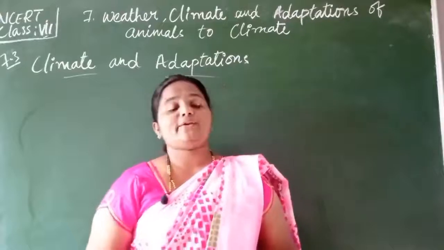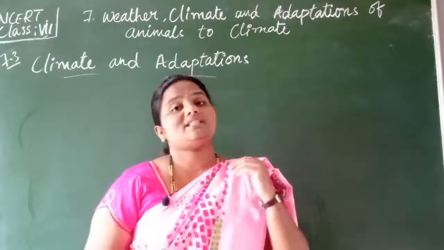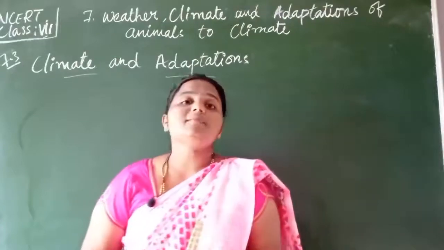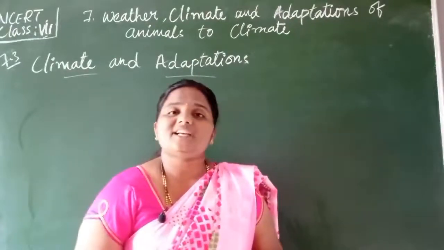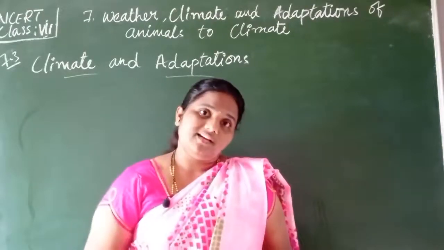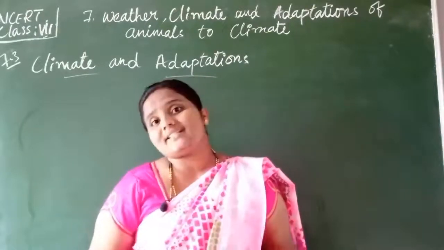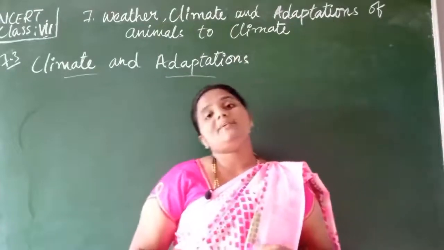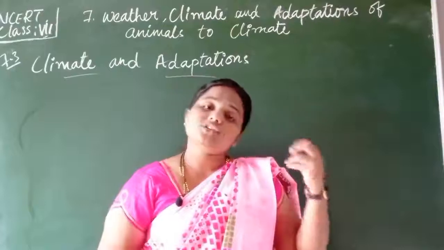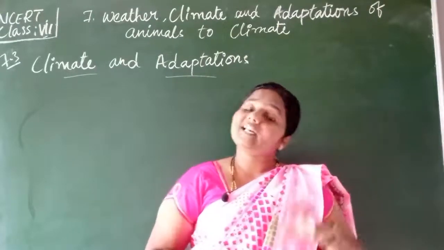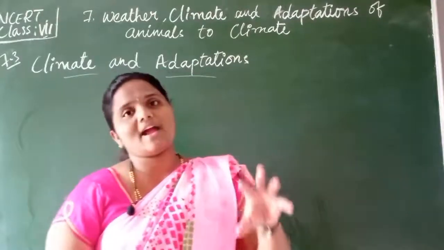Hi, welcome back to NCERT class 7th, chapter number 7: Weather, Climate and Adaptation of Animals to Climate. Children, in previous classes we learned what weather is, and how weather differs in different places. Similarly, we learned what climate means and how the meteorological department people play an important role in collecting the information. All those things we have learned.